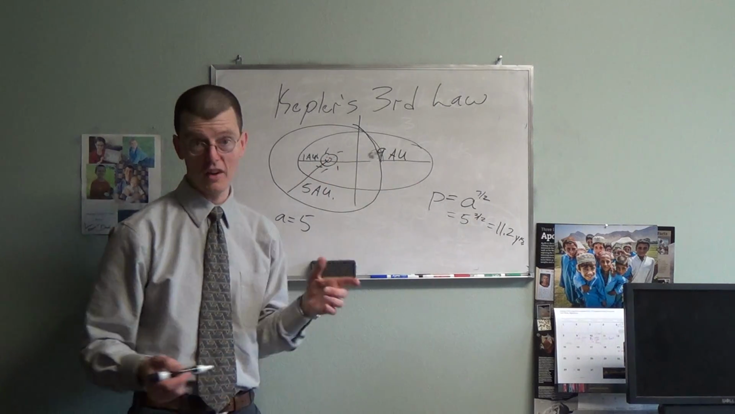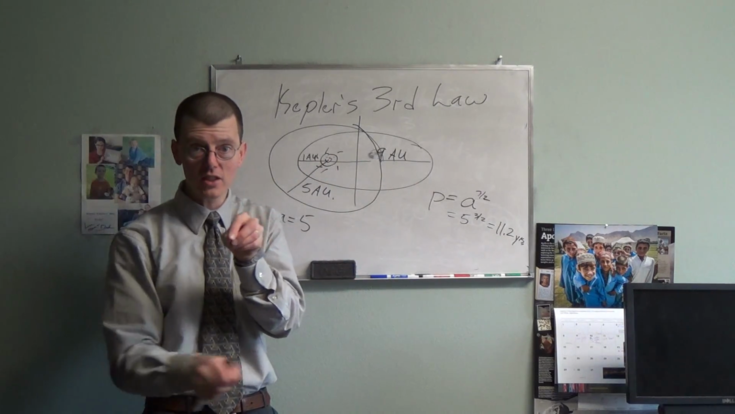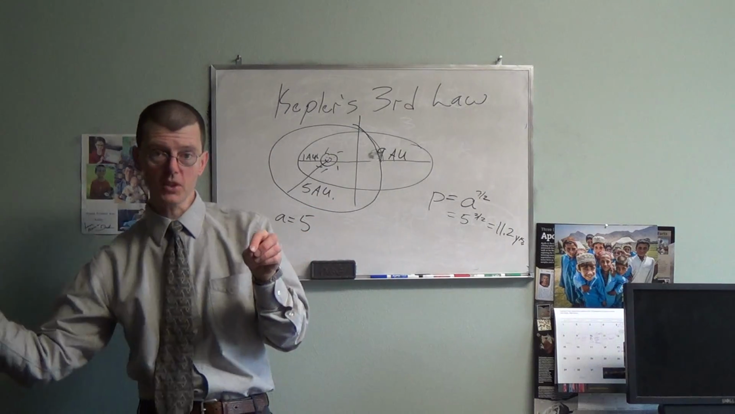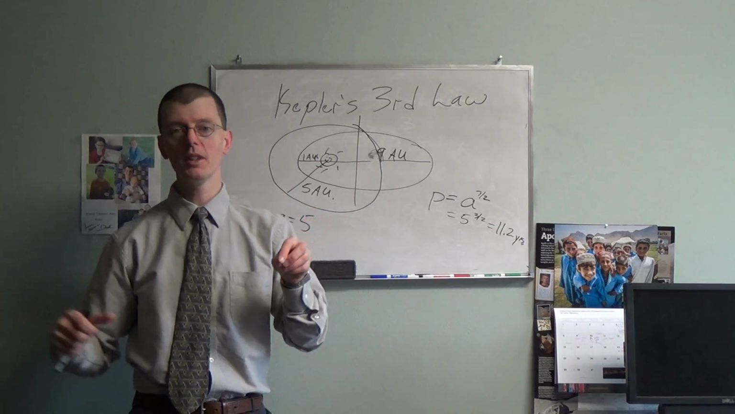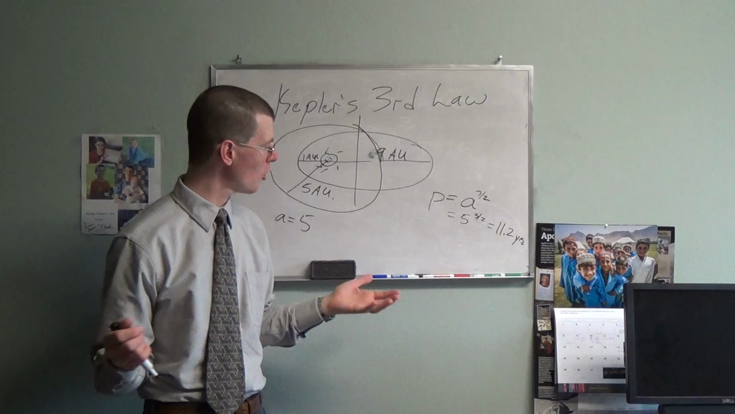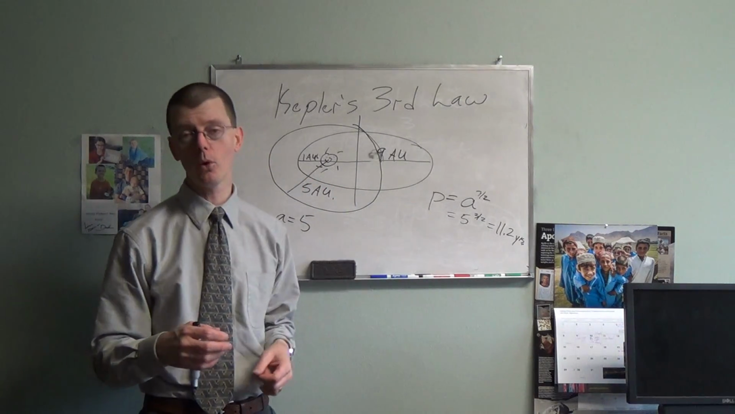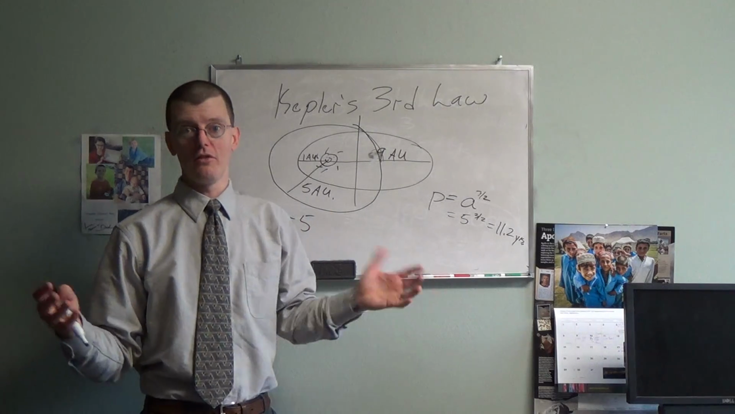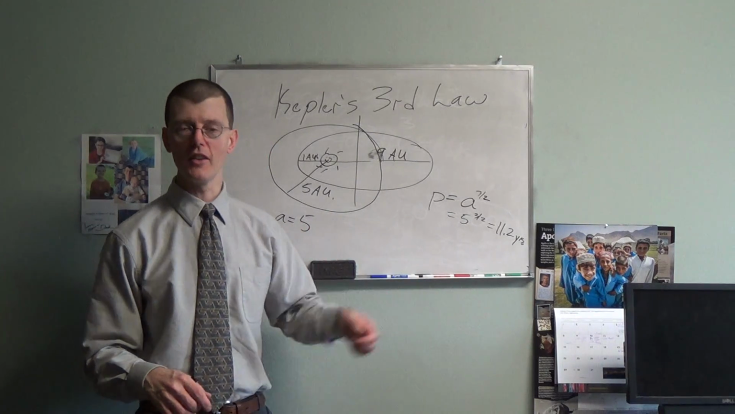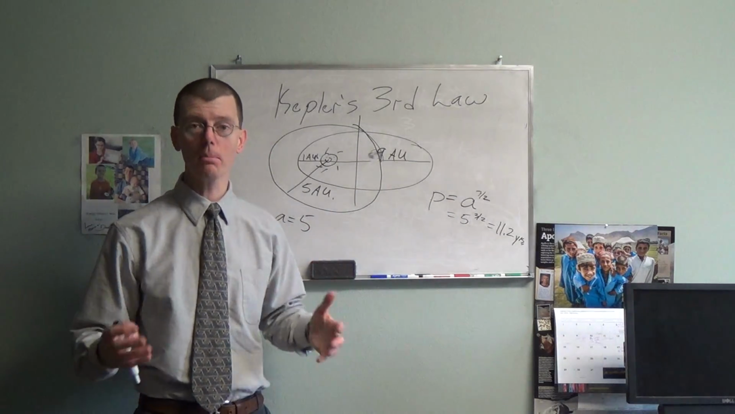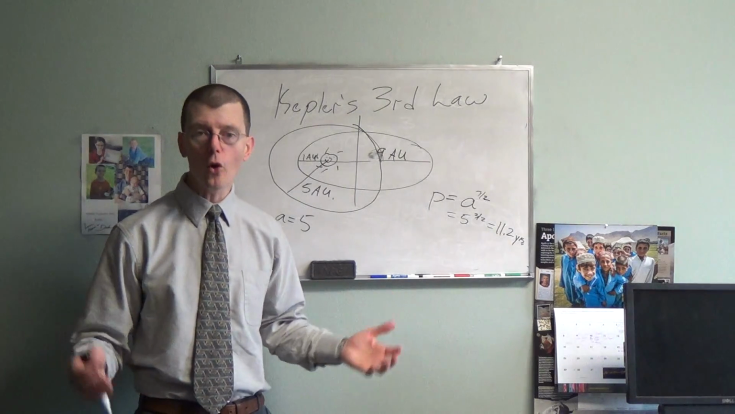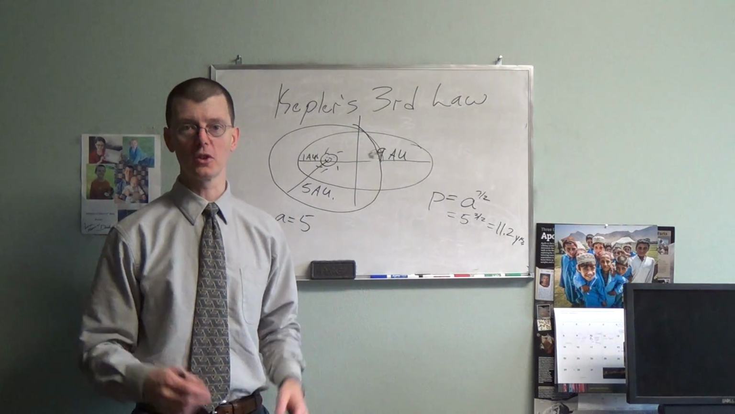So even though these are two very different orbits, one is a circle with a radius of 5 AU, one is an ellipse coming in 1 AU and 9 AU from the sun, in both cases, they're going to orbit in exactly the same amount of time. They'll orbit in exactly 11.2 years, because both of them have a semi-major axis of 5 AU. And that's how we use Kepler's third law to understand the orbits of everything that orbits around our sun.